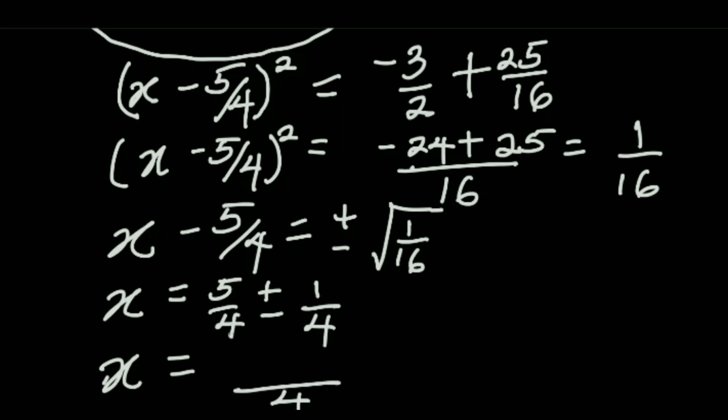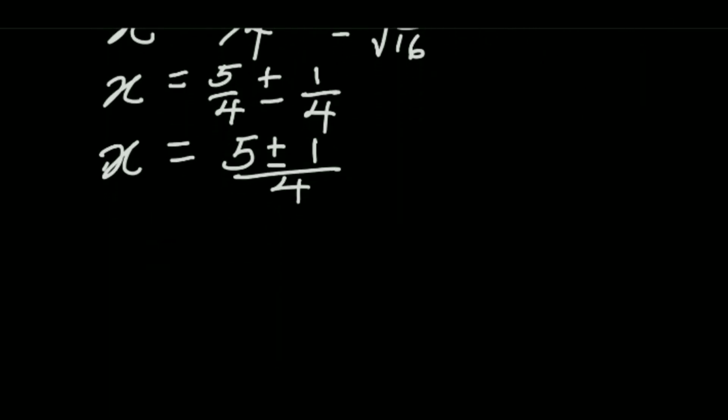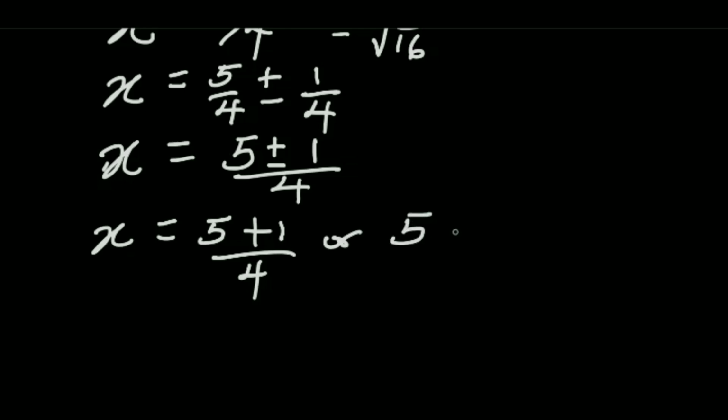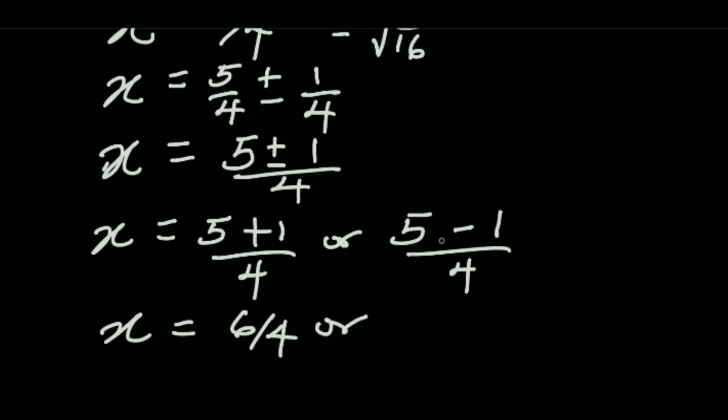And so, what we have now is x equals, the LCM here will be 4. 4 is common. So 4 divided by 4, that's 1, times 5, 5, plus or minus 4 divided by 4, that is 1, times 1, 1. So to add up all of this, finally, this becomes x equals 5 plus 1 over 4, or 5 minus 1 over 4. And so this is x equals 5 plus 1, that is 6 over 4, or we have this as 5 minus 1, 4 over 4.